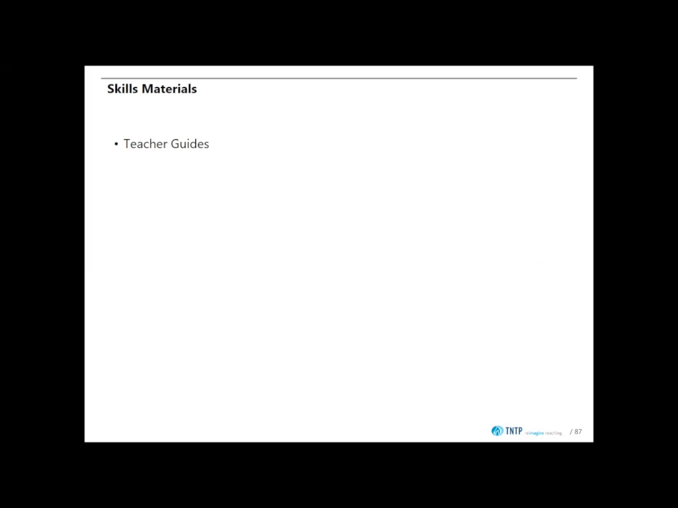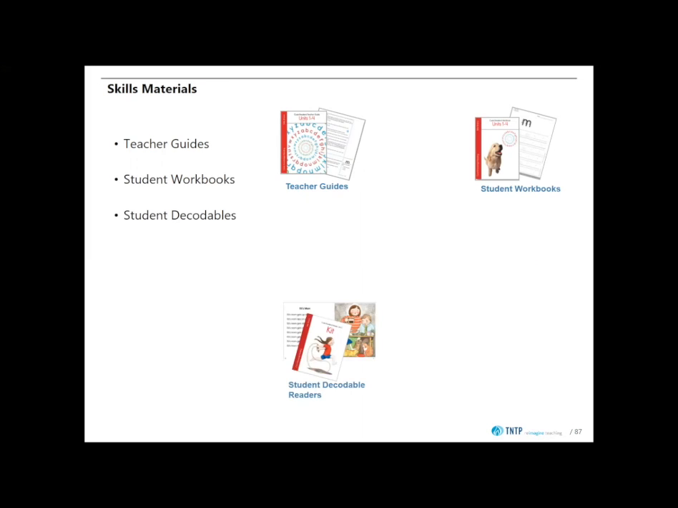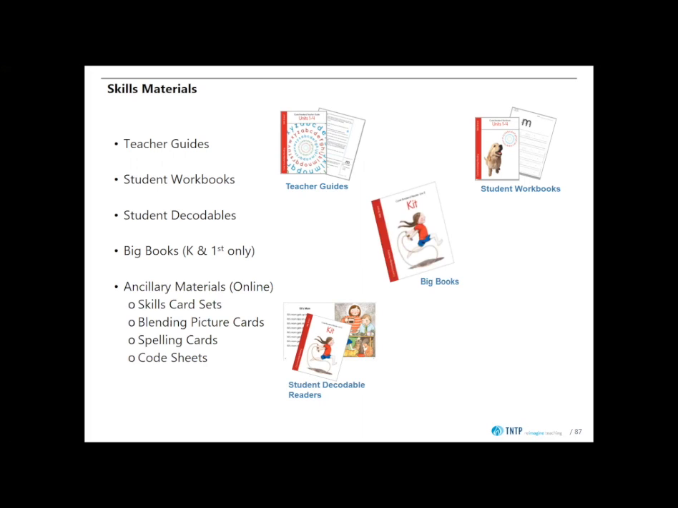Core Knowledge Skills materials include a wide variety of resources. There are teacher guides, student workbooks, student decodable readers, big books for kindergarten and first grade, as well as a number of materials, including skills cards, blending picture cards, spelling cards, code sheets, and assessment and remediation guides, which can be enormously helpful with differentiation and making sure that you are driving your decisions in your classroom with data. We're going to take a look at a lot of these materials in depth in this session.